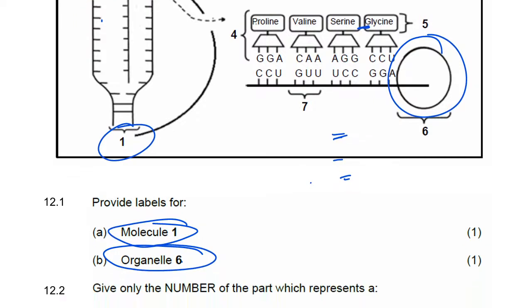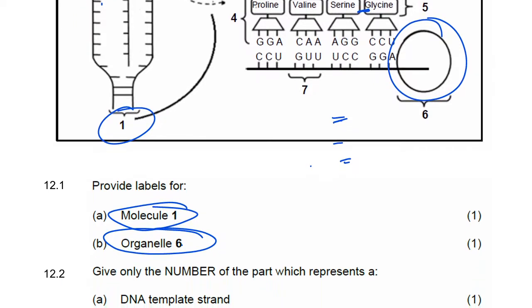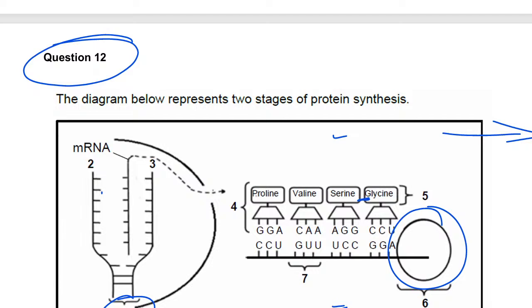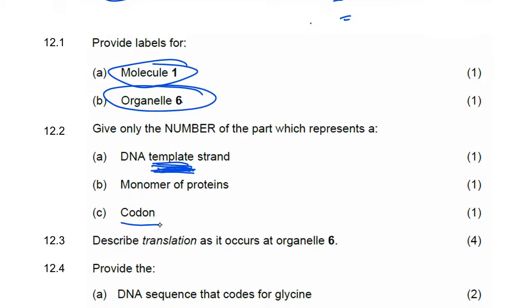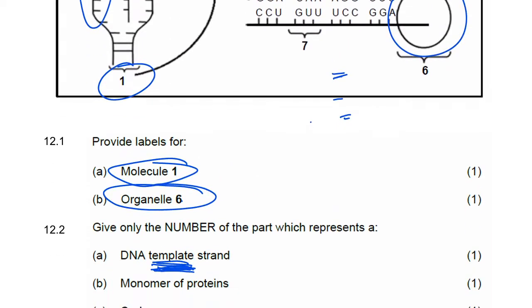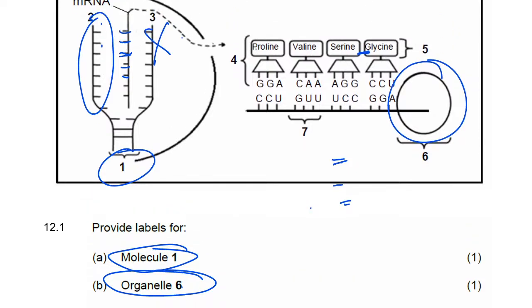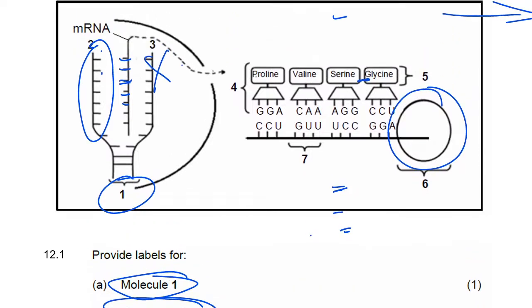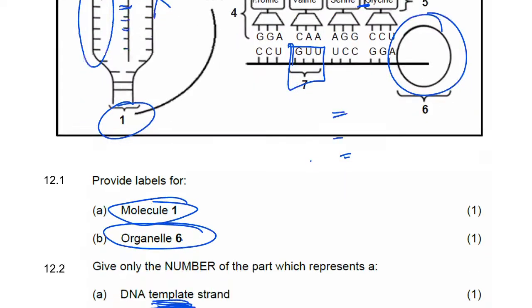It's number 2. Number 2, DNA template, because they're saying template. If you look at it here, because this one is facing this side, it means that the messenger is being copied. The messenger is formed from this strand, not this strand. Okay. What is a codon? Something which indicates a codon. 7, because we say that a codon is found on messenger RNA.